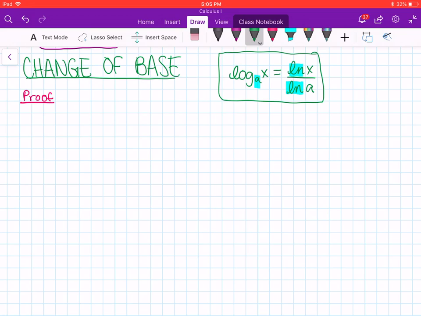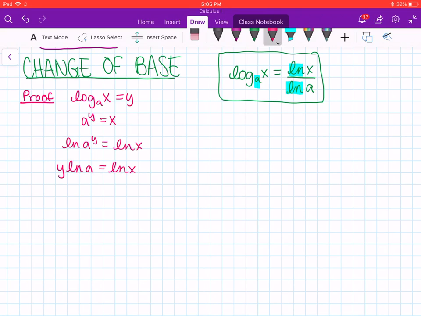Remember, we're starting out with this left side, and then hopefully we can get to the right side. So let's say that that equals y. We'll change it into our exponential form, and then let's take natural log on both sides. Then we can use property number 3 where we take the exponent down. And then we can get y by itself, and we get natural log x over natural log a. And if you look back, that's exactly what we said the change of base formula was.